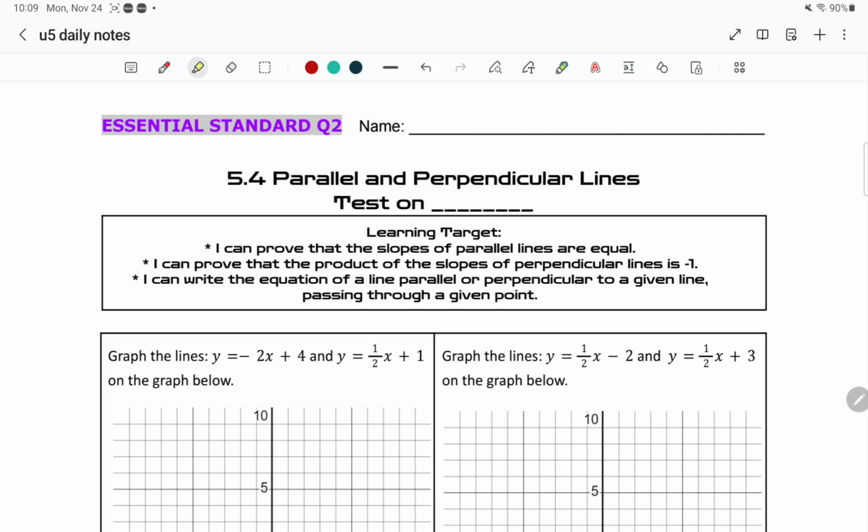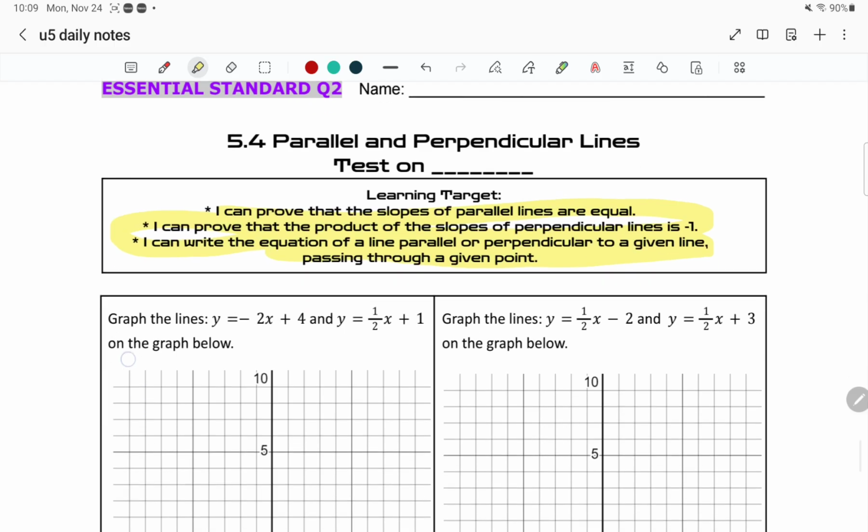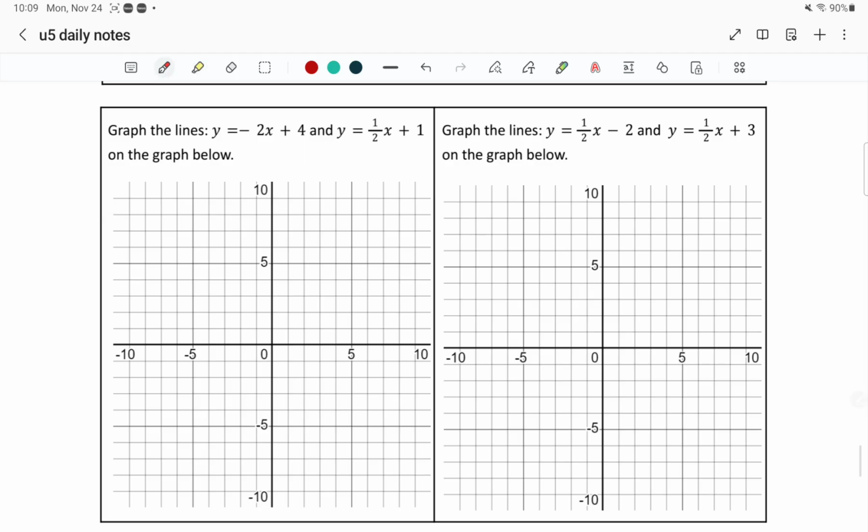So let's highlight our learning targets first. That's a bunch of mumbo jumbo for we're going to be writing equations of perpendicular and parallel lines. Let's discover parallel and perpendicular. So this works best if you have two different colored pens or pencils or something.